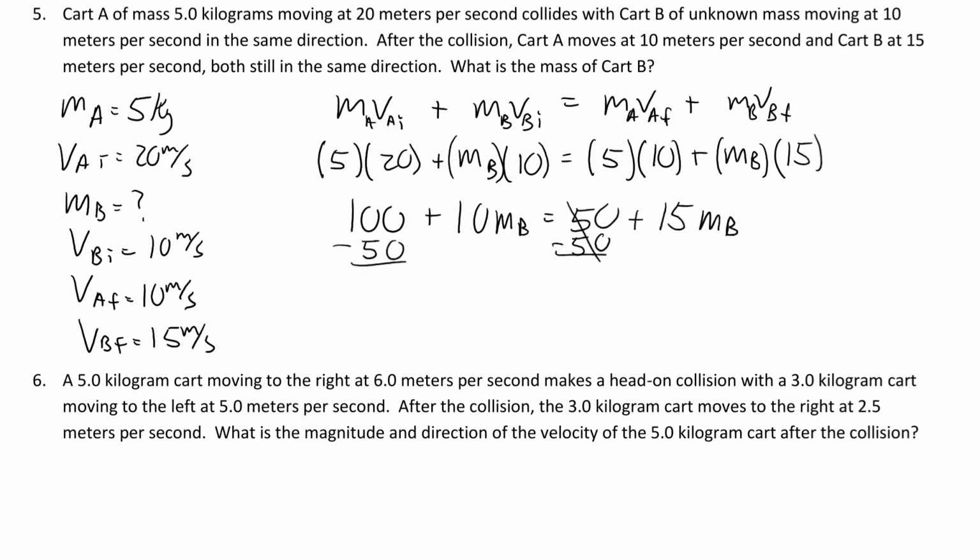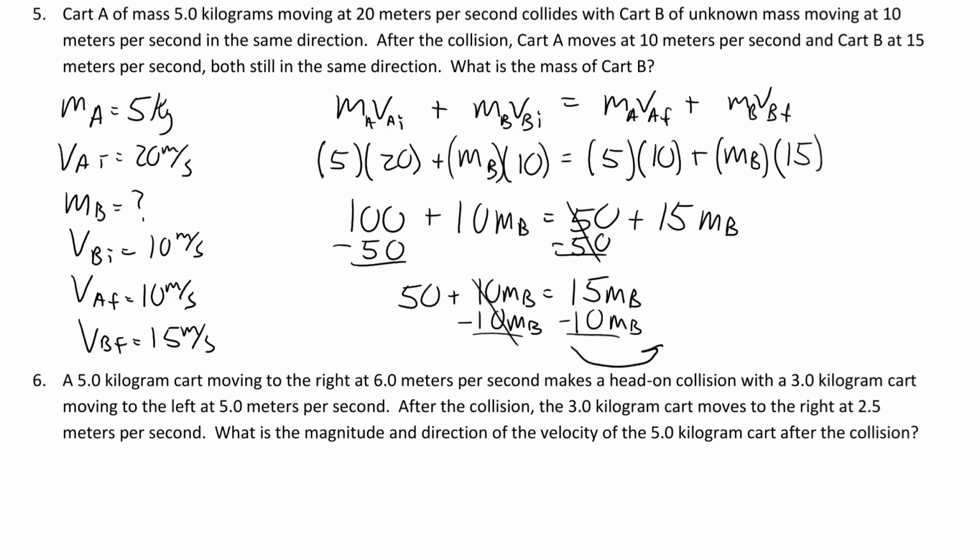So that cancels out. You're left with 50 plus 10 MB is equal to 15 MB. All right, now we really have to combine like terms. So we're subtracting 10 MB from both sides. Oh man, I wrote an equal sign there instead of a subtraction sign. All right, that cancels out.